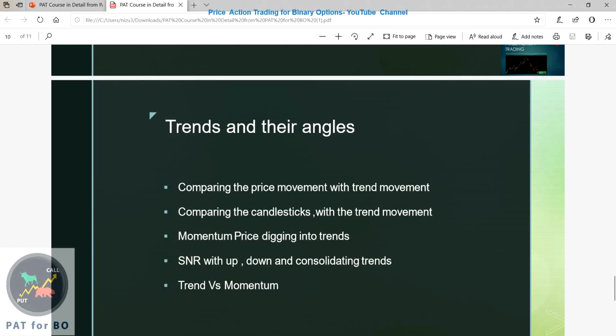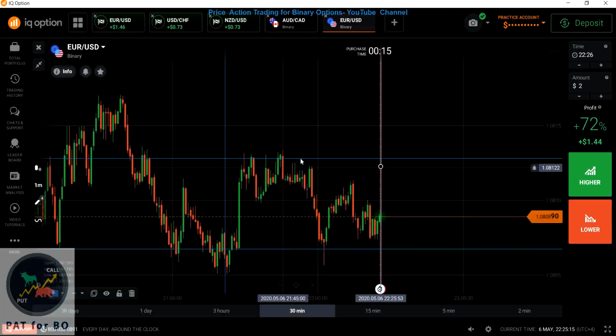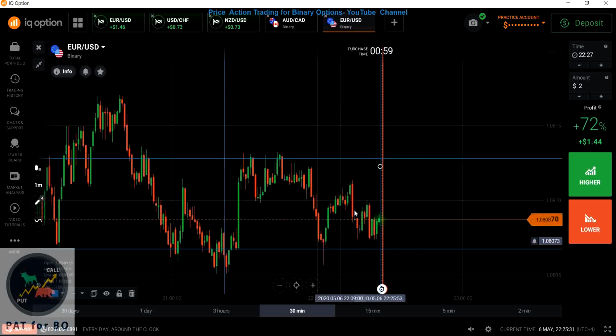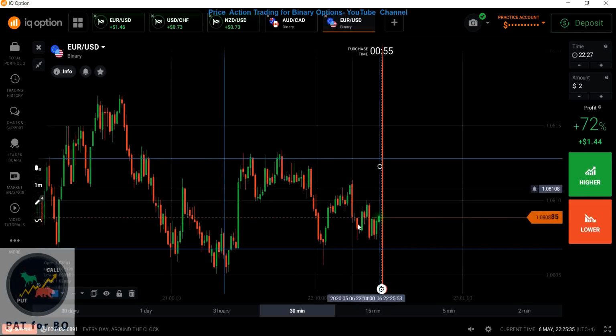So, comparing the candlesticks with the trend movement. Okay, so this part we saw: when the trend is moving down and you're seeing a strong candle against the buyer's area, or again from the selling triangle, from the selling angles, then you will be able to understand that that is a reversal. So that is a strong candle. Understand, then you can take a put trade for 1 or 2 minutes depending upon the movement of the price.